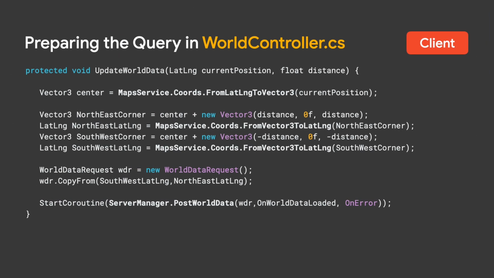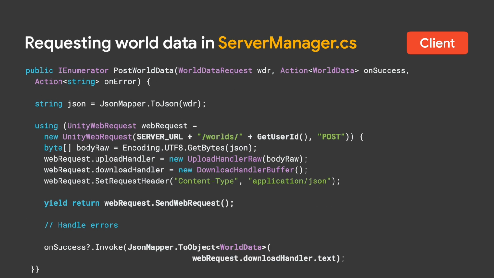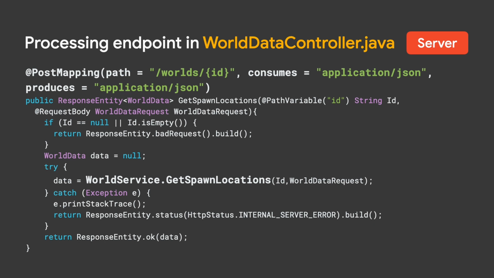First, we need to prepare the request parameters. The avatar's current position is used along with a max distance to generate a lat-long rectangle identified by its northeast and southwest corners. Conversions between the Unity Cartesian world space and the Maps SDK lat-long coordinate system are done with the use of two helper functions, from lat-long to Vector3 and from Vector3 to lat-long. Then the client requests the world data by passing the newly created lat-long rectangle parameter along with a unique user ID. That request triggers the server endpoint associated with the battle REST resource, which itself relies on the world service to get all game locations.